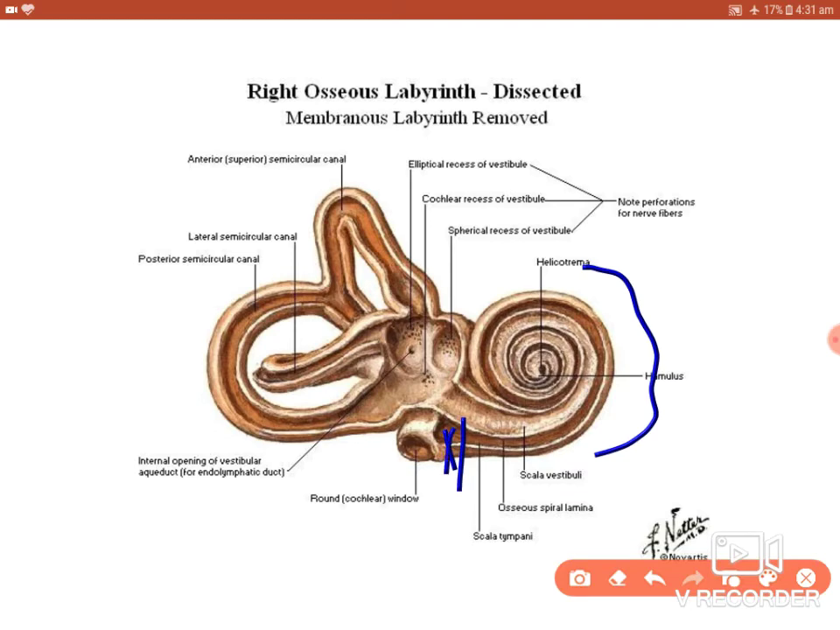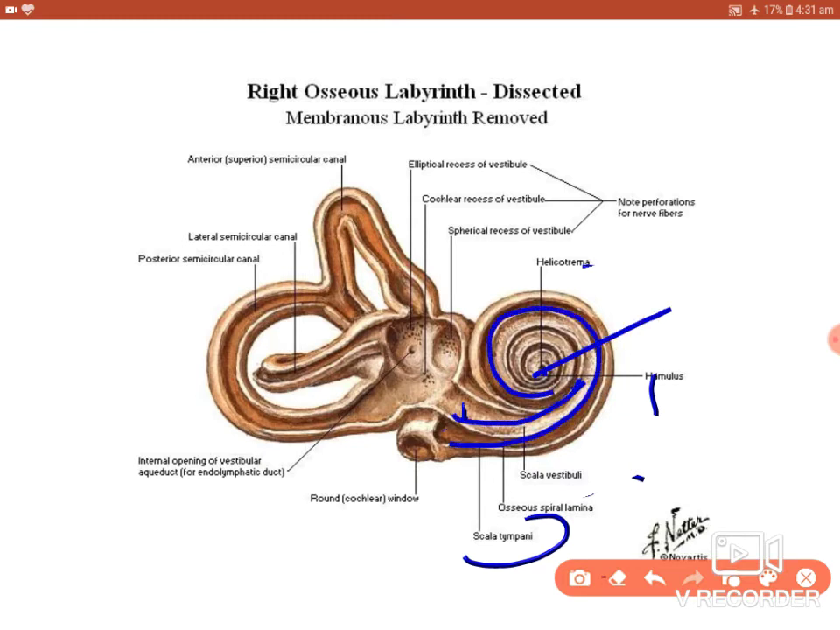So here is the inner part of the bony labyrinth. See, this is the spiral lamina. This part is the scala vestibuli. Here, this part is the scala tympani. Then, see here, this is the apex of the cochlea, where the scala vestibuli and scala tympani are continuous through an opening there. This is called the helicotrema. Posteriorly, the scala vestibuli is related to the oval window. The scala tympani is related to the round window of the middle ear.